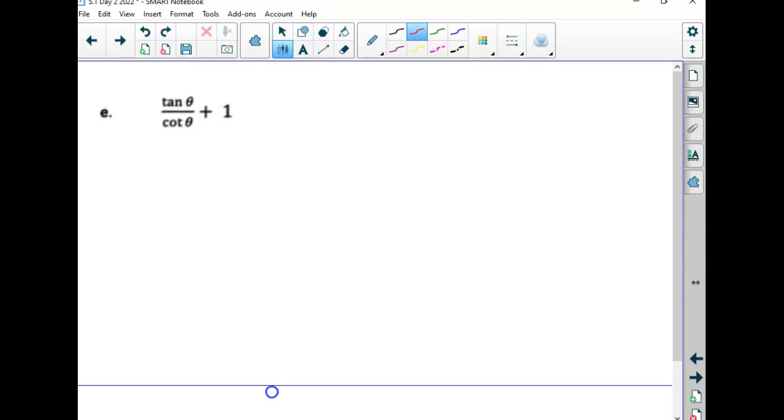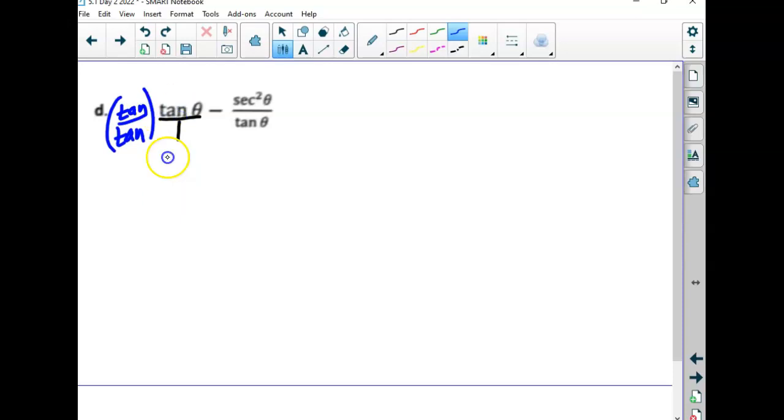Got one more, two more. Okay, we can do this. What would a common denominator be here? This is currently over 1, so we need to multiply by tangent over tangent on this guy. What would the top become? Tangent squared over a tangent minus a secant squared over a tangent.